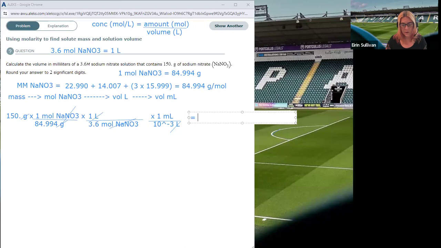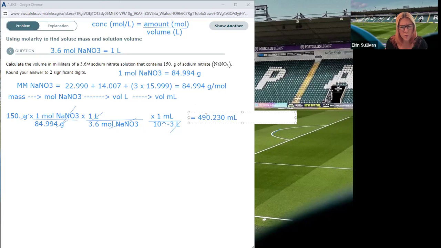So mass to moles, 150 divided by 84.994. Okay, then divide through by that 3.6 moles. Okay, and now I've got my volume in liters, so then I'm going to convert liters into milliliters. And that should give me 490.23 and so on milliliters. Okay, and we're asked to 2 significant digits.